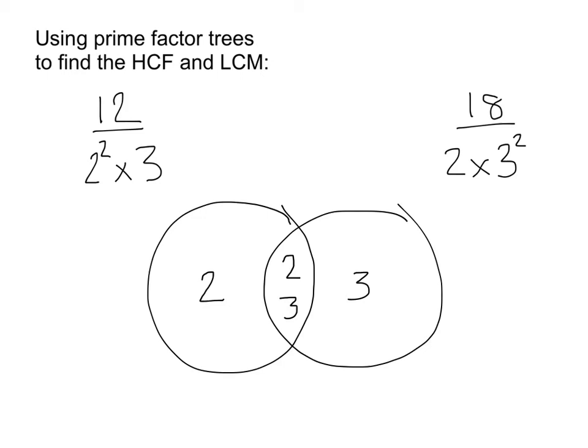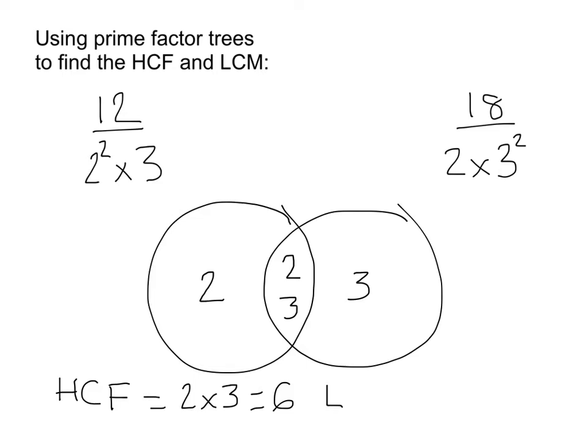Now that I know this, I know that the factors that 12 and 18 have in common are 2 and 3, therefore the highest common factor of 12 and 18 is 2 times 3, which is 6. Now that I know the highest common factor, we're also going to look at the lowest common multiple.